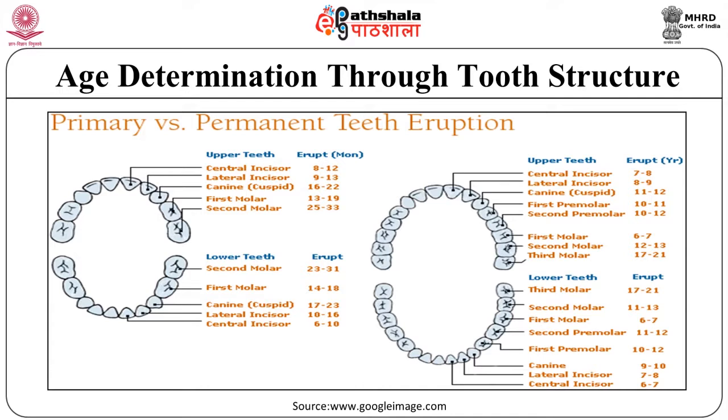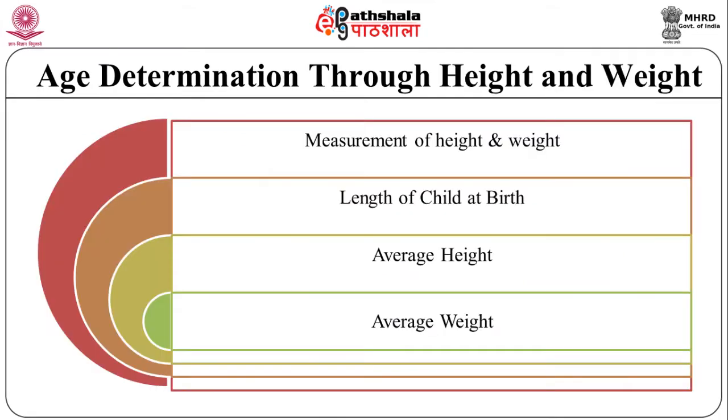When we talk about teeth, there are two types, primary teeth and secondary teeth, where you will find the diagram with incisors, canines, premolars and molars. The structures of these four types of teeth are all different. Now we come to age determination through height and weight.